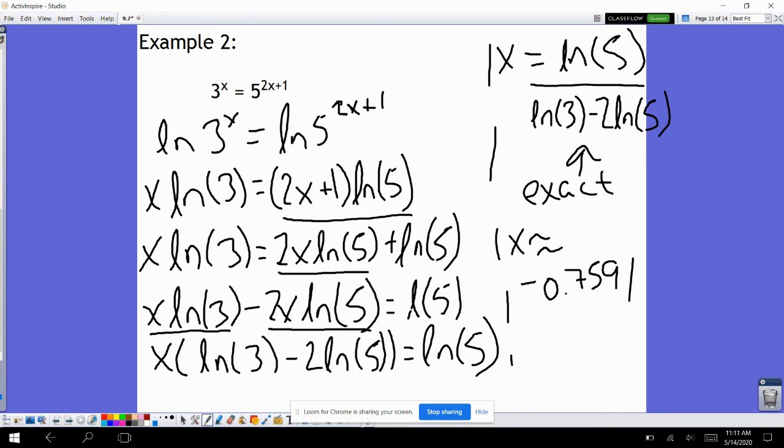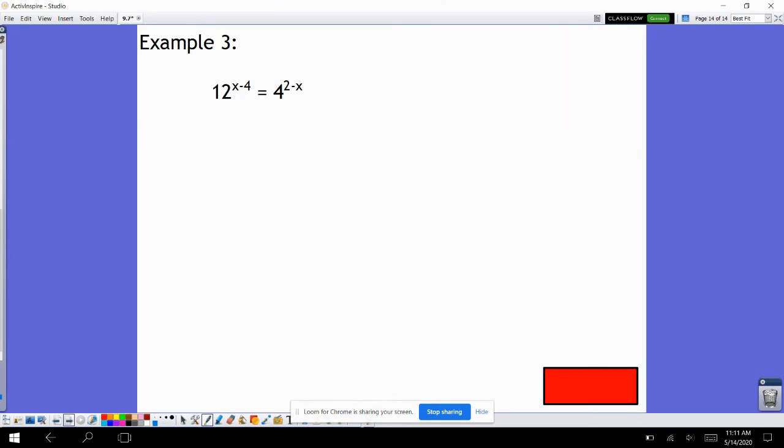Okay, we are going to do another example of one of these. So 12 to the x minus 4 equals 4 to the 2 minus x. Again, our bases are different. It's not easy to write them as one exponential. So we're going to take the natural logarithm of both sides. So we have the natural log of 12 to the x minus 4 equals the natural log of 4 to the 2 minus x. We're going to apply our power property.